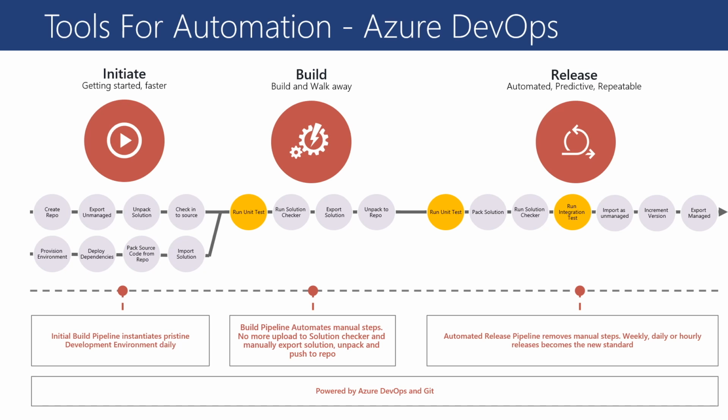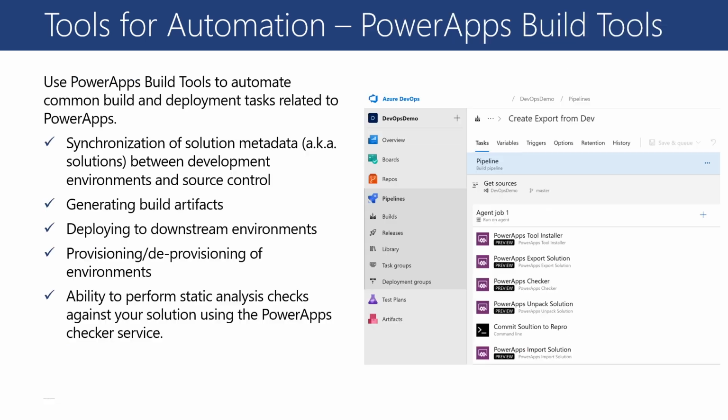Automated release pipeline removes manual steps. Weekly, daily, or hourly releases can become the new standard. You can also leverage the Power Apps build tools. Power Apps build tools can simplify and automate tasks related to Power Apps functionality, like synchronization of solution metadata between development environments and source control.